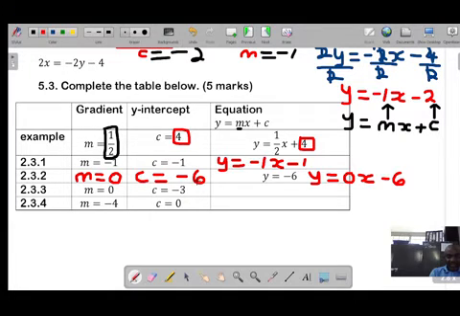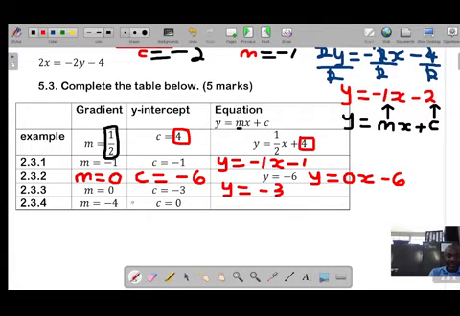Now what about when m is 0 and c is -3? These were free marks for the learners, because if they know the gradient is 0, you can say 0x minus 3. Or if you are good, you can say y equals -3. Then you get your marks, no stress.